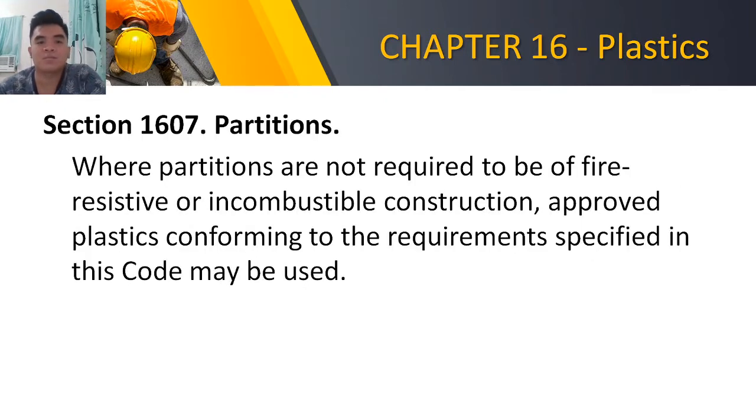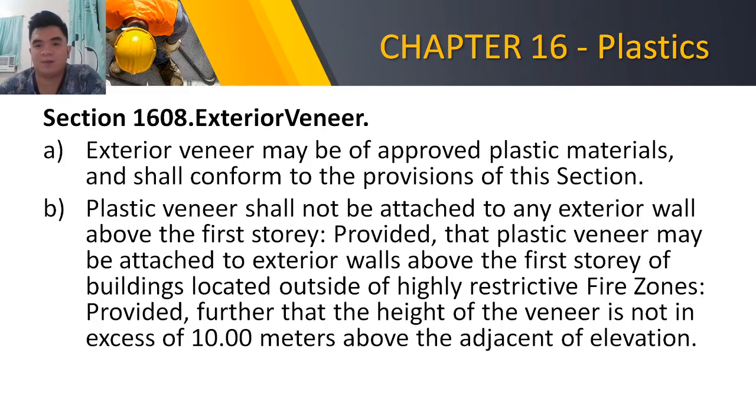Next is section 1607, partitions. Where partitions are not required to be of fire-resistive or incombustible construction, approved plastics conforming to the requirements specified in this code may be used. So partitions can use approved plastics conforming to the requirements specified.